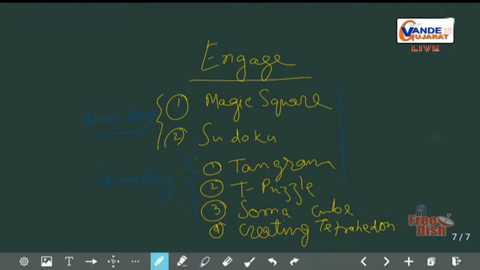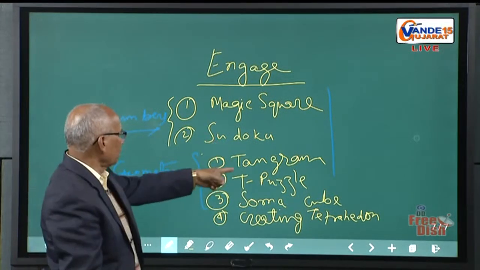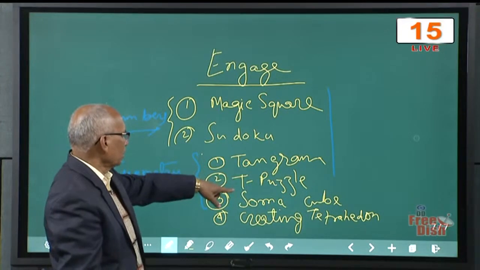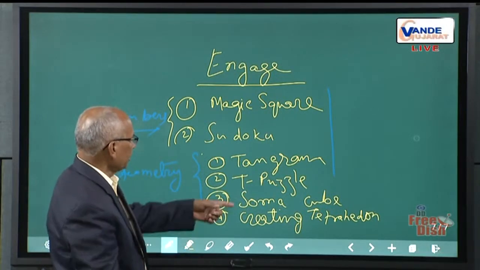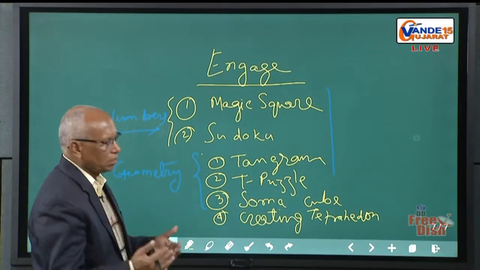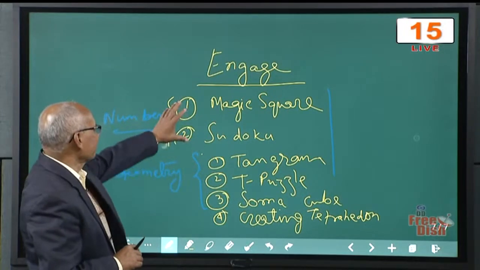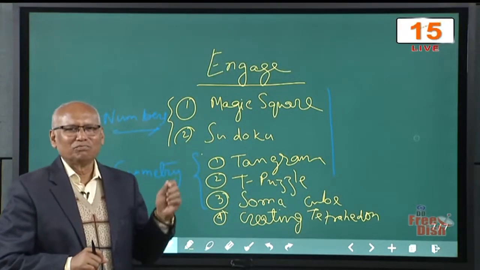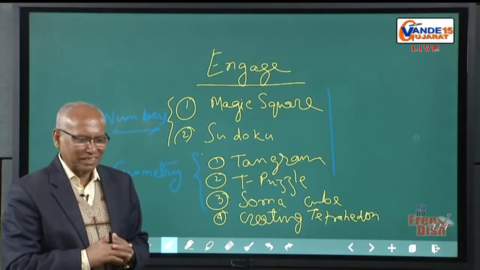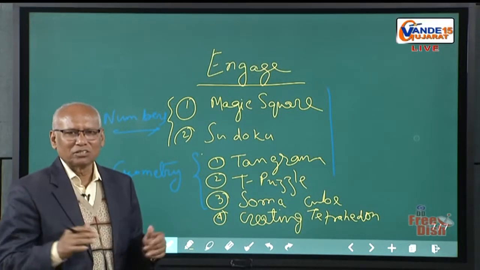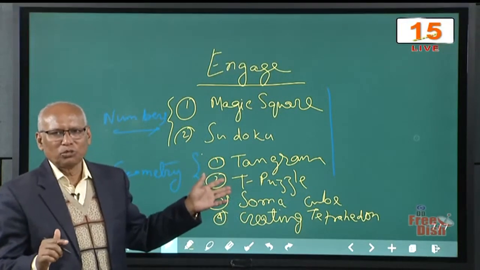So, these are the things. For this you have to use the transformation that I have explained earlier. For the tangram and T puzzle, and the Soma cube, you have to move the 3D object, and creating a tetrahedron requires folding paper and then creating it. Once you get involved in any one of these, you will start loving mathematics, and you will start working on a lot of things. I hope that within this 1 week time frame we should learn it, and we will start tomorrow with magic squares.